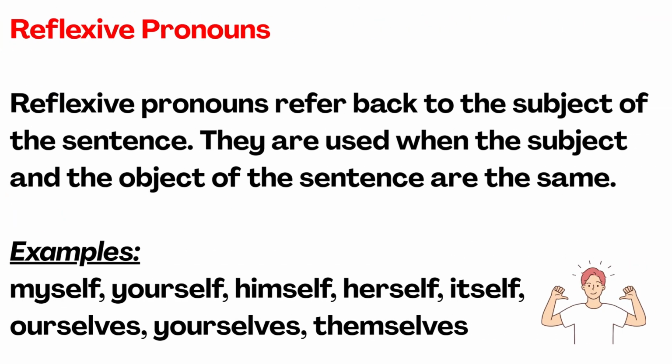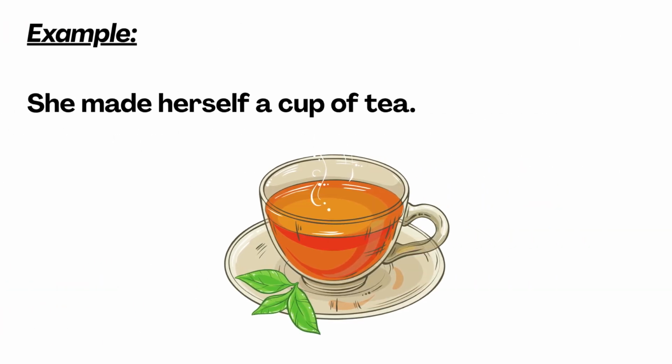Reflexive pronouns. Reflexive pronouns refer back to the subject of the sentence. They are used when the subject and the object of the sentence are the same. Examples: myself, yourself, himself, herself, itself, ourselves, yourselves, themselves. Example: She made herself a cup of tea.